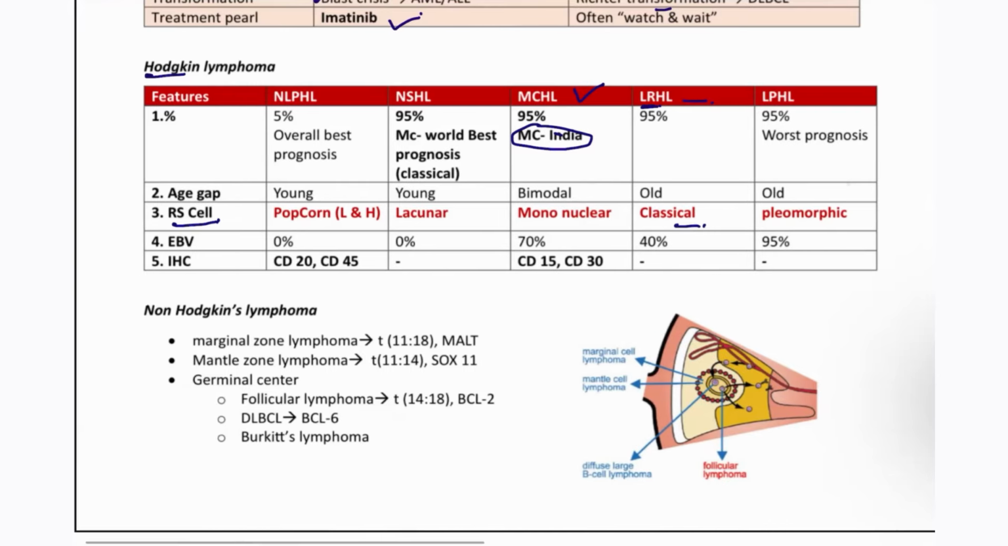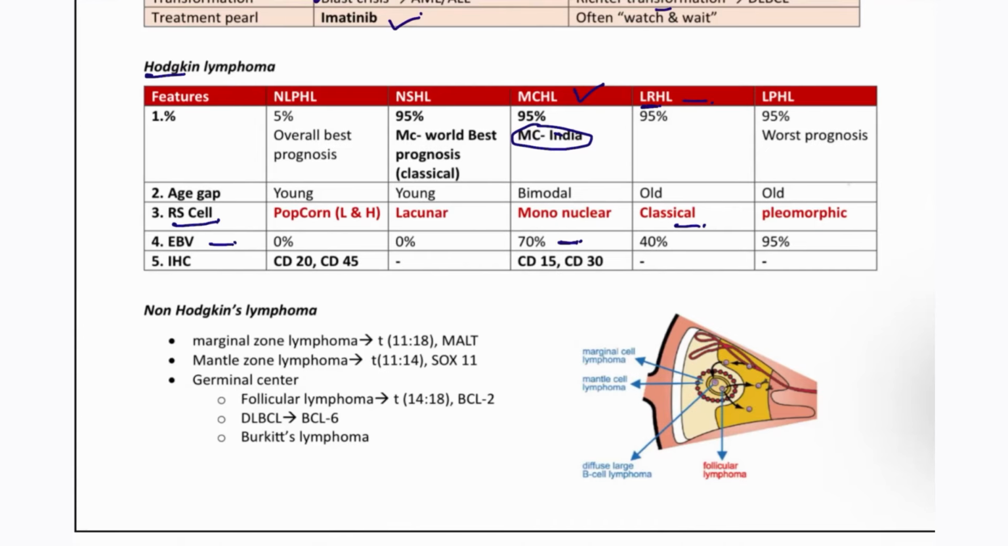Next, coming to the Epstein-Barr virus. Epstein-Barr virus, most common in India, will be associated with this condition. Okay, the remaining are all very less, like the other lymphomas and leukemias. The EBV, the Epstein-Barr virus, is less commonly seen.